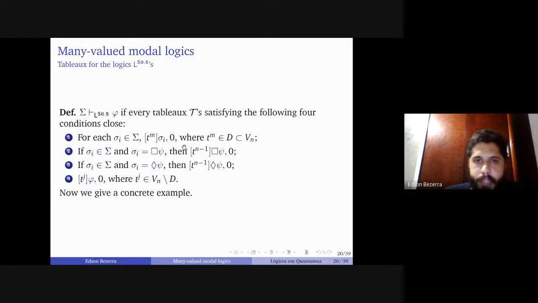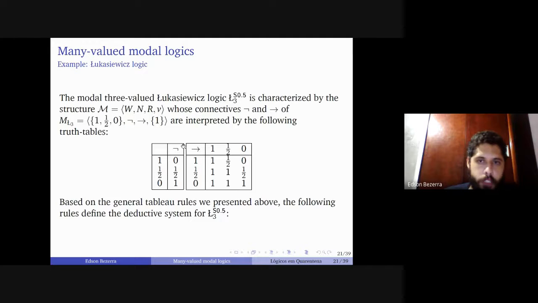Now we give a complete example. We take the propositional three-valued modal Lukasiewicz logic, which is characterized by the structure which I presented before. The truth-functional connectives are negation and implication. The matrix has three values, and just one is the designated value. The truth tables are defined as follows. Negation maintains the intermediate value. And the implication is defined by this truth table.